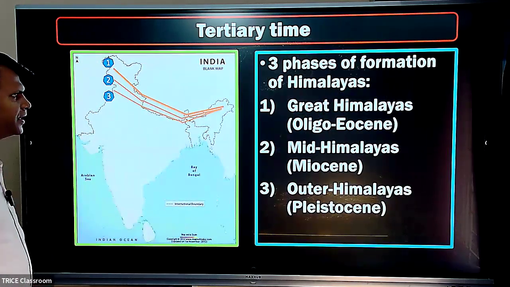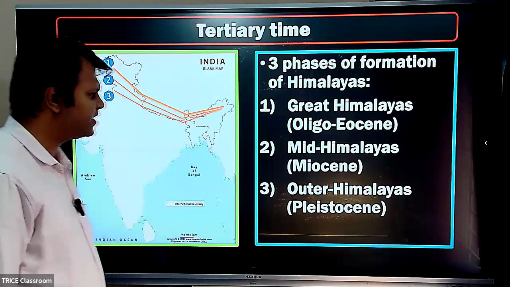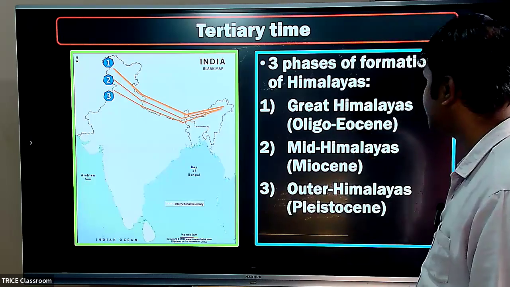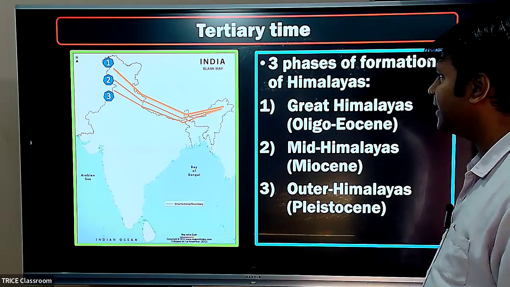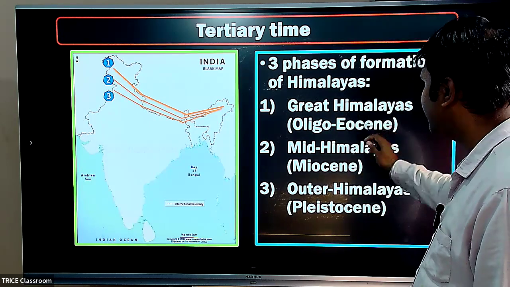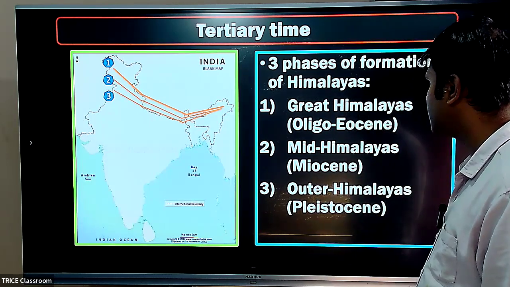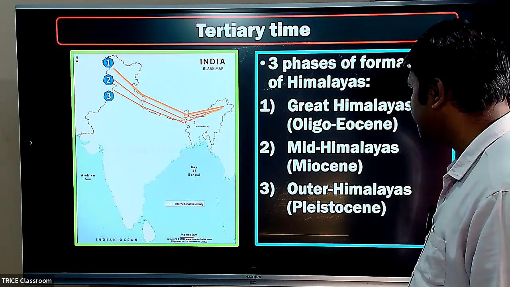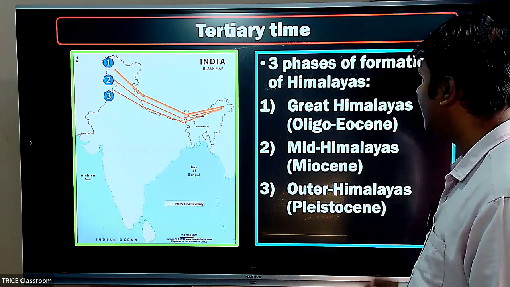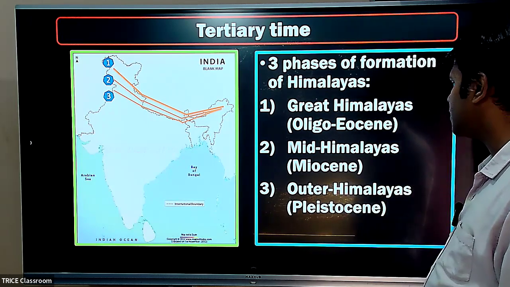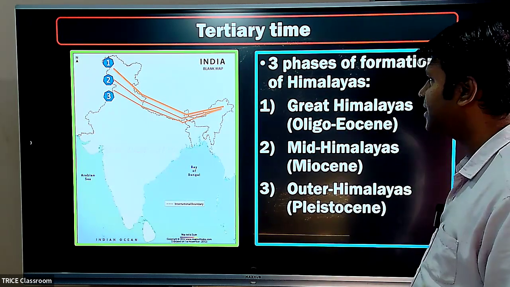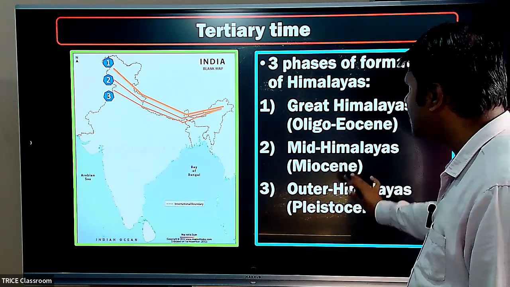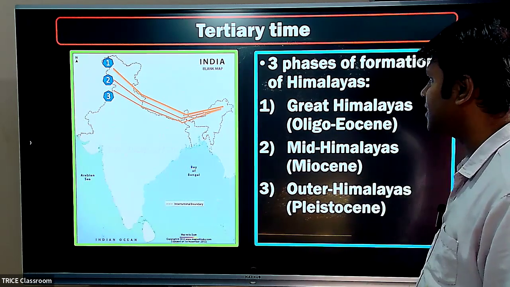coastal plain, right? Then yesterday we saw how the Himalayas were formed. I've told you there are 3 layers of the Himalayas. The Great Himalayas were formed in the Eocene period. The Mid Himalayas were formed in the Miocene period. The Outer Himalayas or Shivaliks were formed in the Pleistocene period. So there are different time periods in which this Himalayan formation has happened. All this is continuing. This is a continuous process.